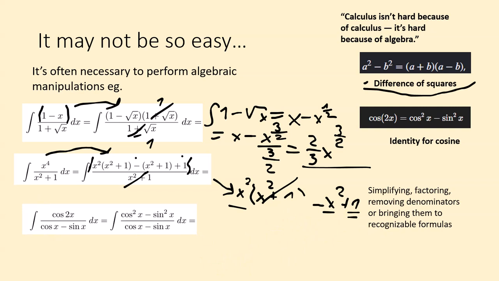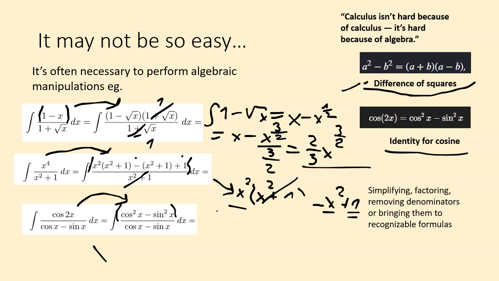So we just solve this with cosine 2x. For this example, we're going to use the identity for cosine. So cosine 2x equals cosine squared x minus sine squared x. That's why this cosine 2x becomes cosine squared x minus sine squared x. We can rewrite it, and thanks to this modification, we can simplify it. We can again use the difference of squares here.